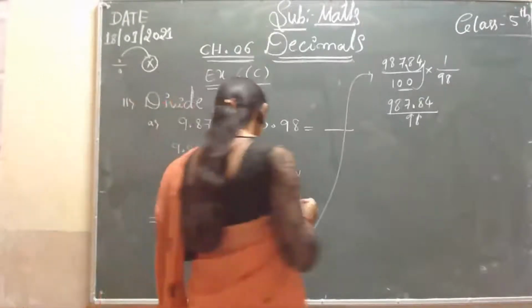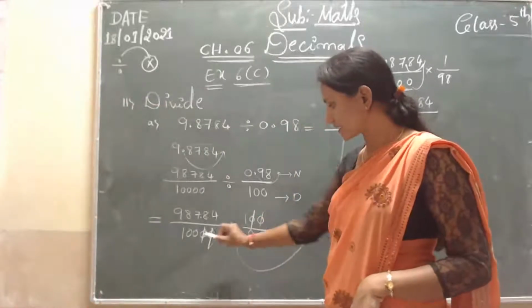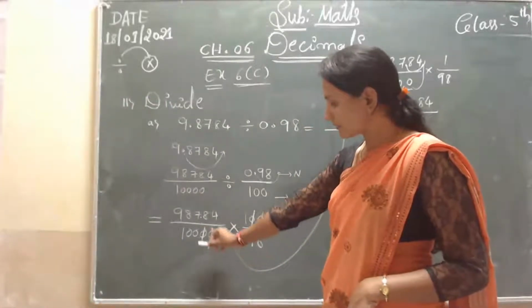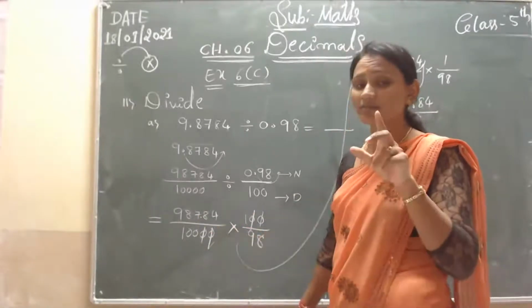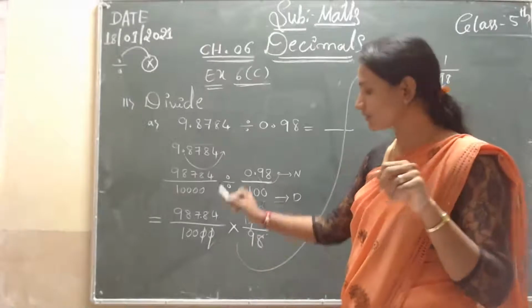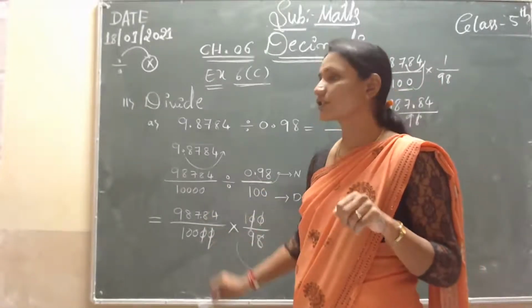Okay. So afterwards, you have to do cross multiplication. This 0 cancels, again 1 0. So here 0 cancels, this 0 cancels. But what is left here? Only 98,784 by 100. So 100 means how many zeros? There are 2 zeros. You have to shift the point. I will shift the point here, so that the 2 zeros cancel.